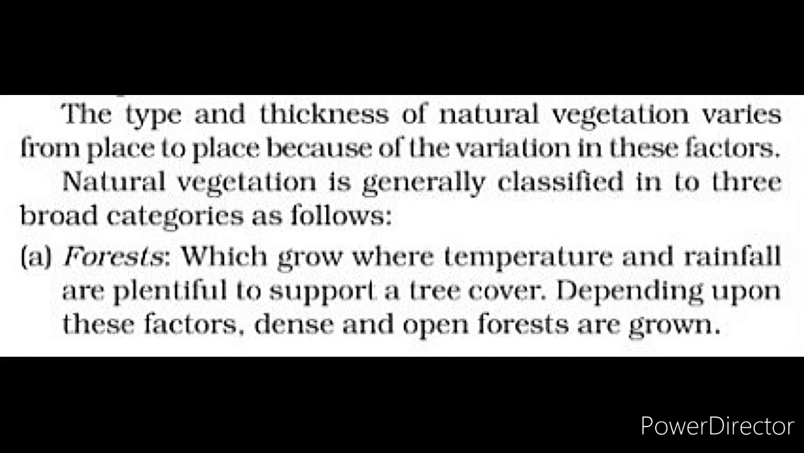So natural vegetation is generally classified into three broad categories. Now see what the categories are. This is the most important thing which we all have to learn in this chapter. First one is forest. Now what do you mean by the term forest? Vegetation cover which grows where temperature and rainfall are plentiful to support a tree cover. So forests mainly grow at those places where temperature and rainfall are plentiful to support the tree cover, because no one is going there to sow a seed or properly irrigate that particular seed so that a sapling will appear. All the things grow there automatically without the interference of human beings. So depending upon these factors, dense and open forests are grown.